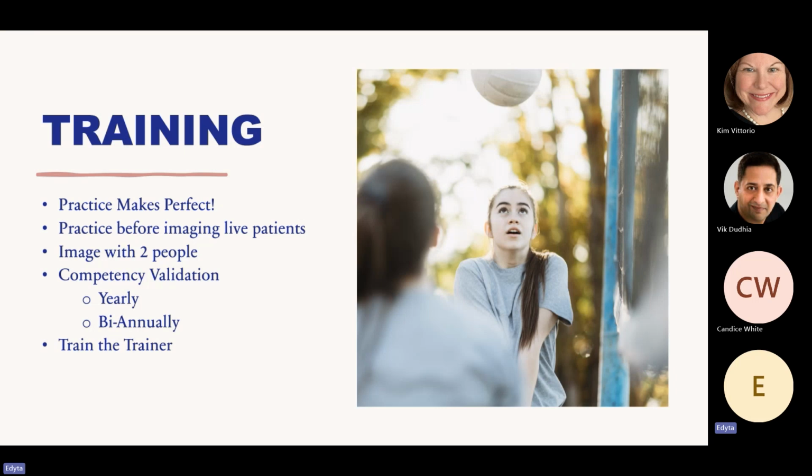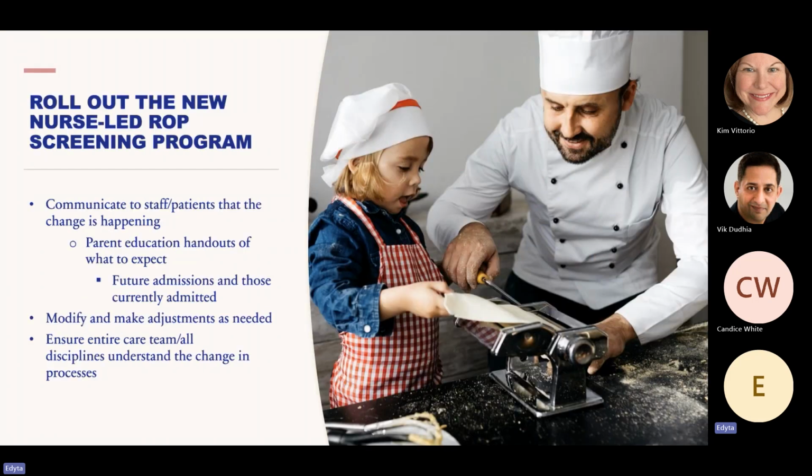And then you're going to want to set up a process for how you're going to competency validate your nurses. And the CARES kit, again, is an amazing tool that actually has some examples of what you can use for competency validation for your nurses, whether that's yearly or biannually. And then another great tool that you should utilize is the train the trainer approach. So you're going to train one person, perhaps your ROP coordinator, to be the expert, right? And then if nurses leave or they come and go, or your program is doing well and you need to expand because you're imaging more and more babies, they can pass on those skills to new incoming imagers.